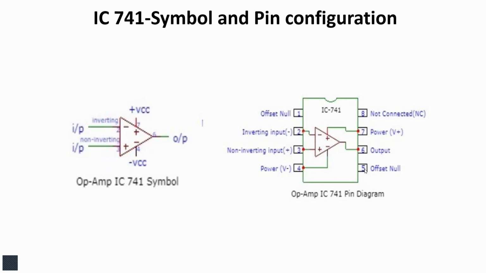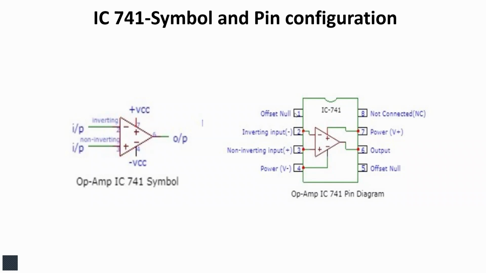Offset null pin means we use a potentiometer between pins 1 and 5 to make the output voltage 0. Offset voltage means that even though we are not giving any input to the operational amplifier, we still get some output voltage, called the offset voltage. To nullify the offset voltage, we connect a potentiometer between pins 1 and 5. And by changing the wiper of the potentiometer, we set the output voltage to logic 0.